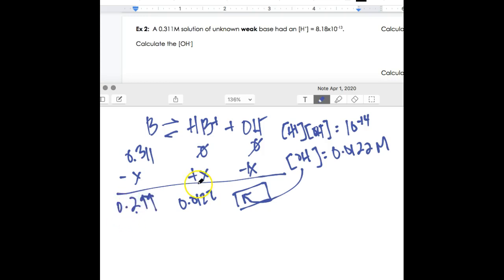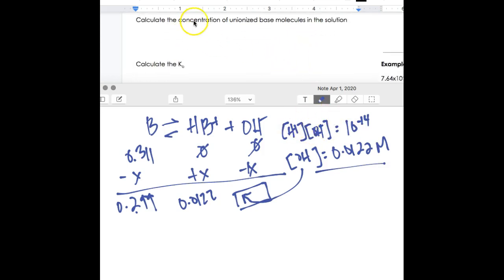Okay, so now we're going to start answering the questions. Calculate OH minus, and we did that using this equation. It says calculate the concentration of unionized base molecules. So this is the original amount, but after it dissolves, we have to subtract the amount that ended up being dissolved, and that will give us this answer, which is the concentration of unionized base. So that would be your answer to this one. And then Kb.